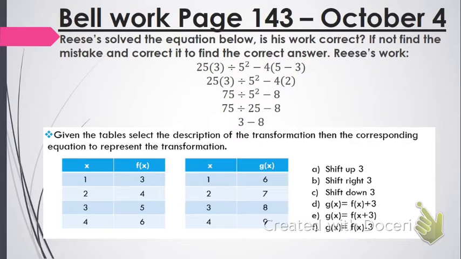Right, let's look at the bell work. Did Reese do this correctly or incorrectly? He did it wrong, but got the right answer. So where do you think he went awry?